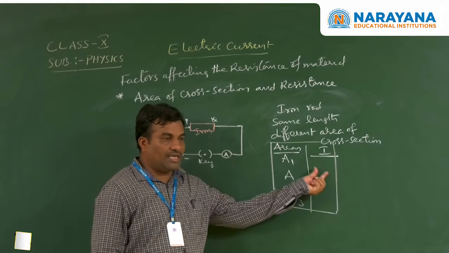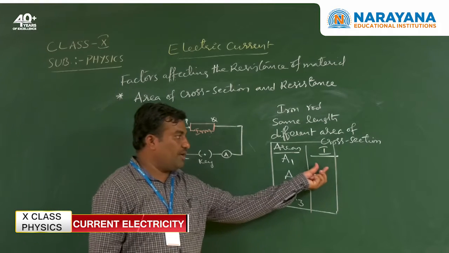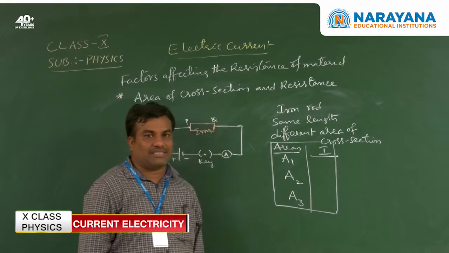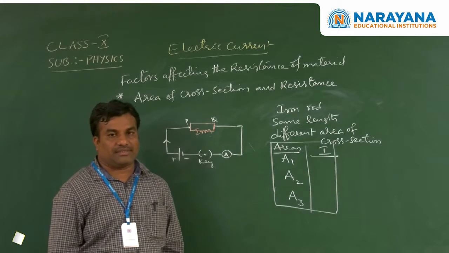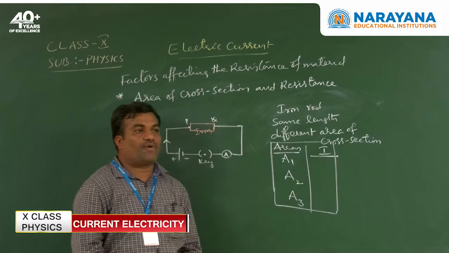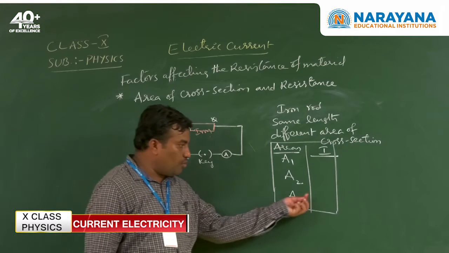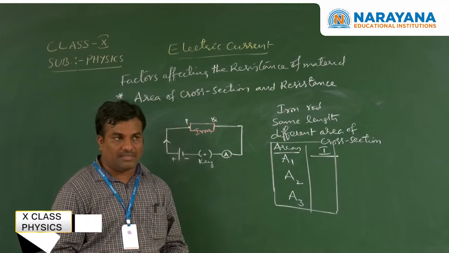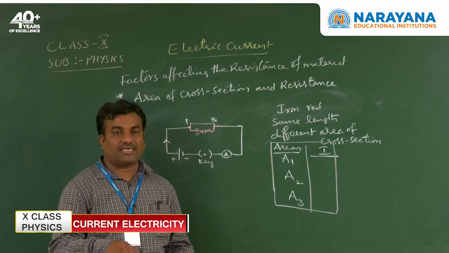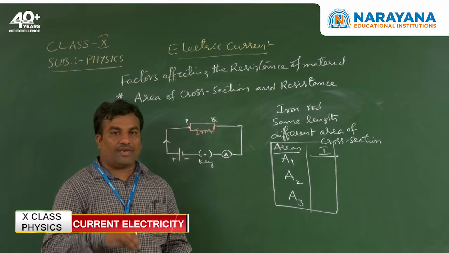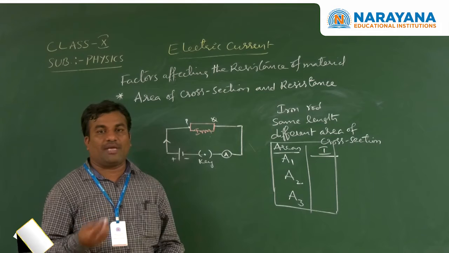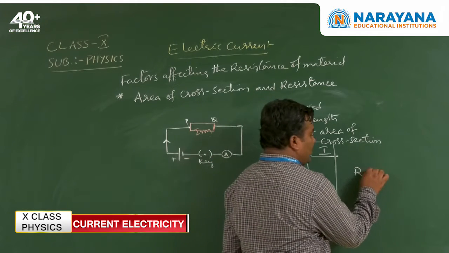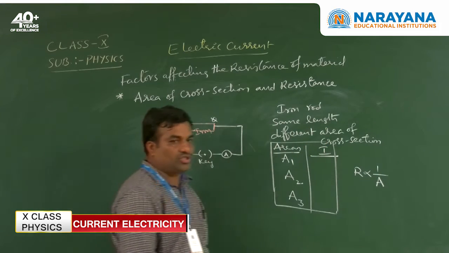Different areas of cross section give different flow of current in the circuit. As the area of cross section increases, the flow of current also increases. We can conclude from this experiment that when area increases, current increases, which means resistance decreases. So finally we conclude that when area increases, resistance decreases. That's why resistance is inversely proportional to area of cross section.